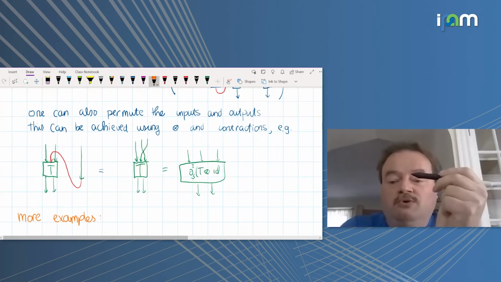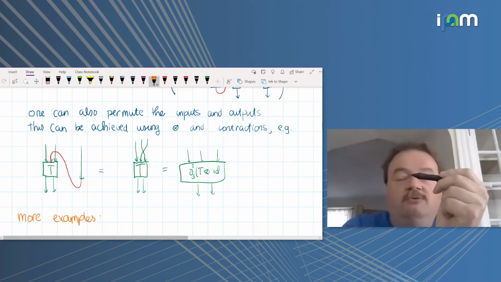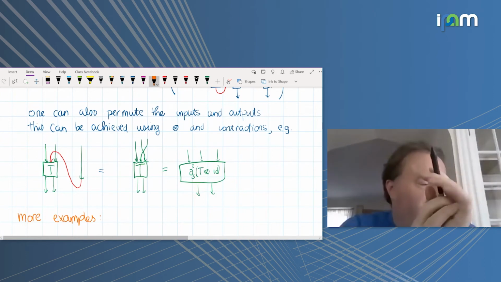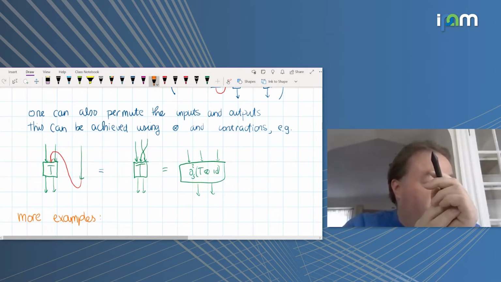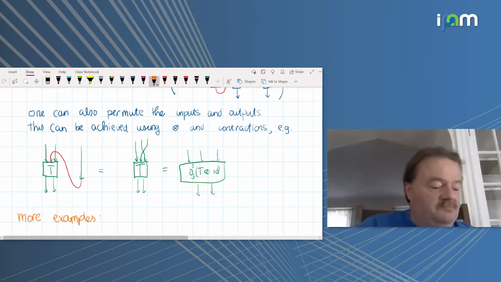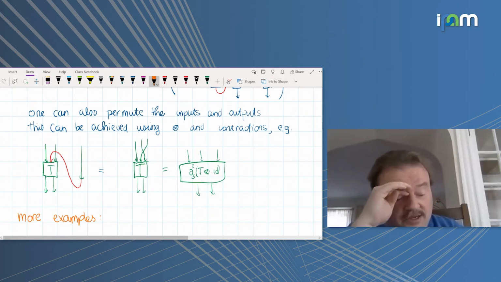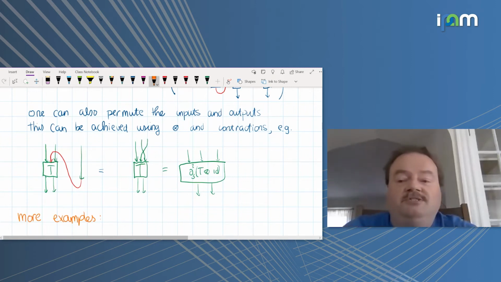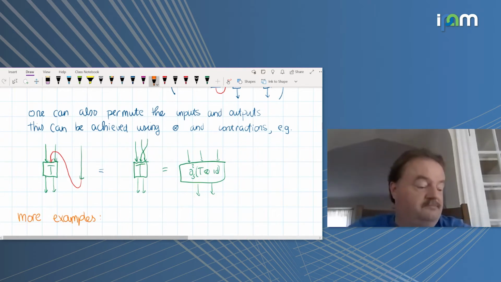Another thing that we can do for these tensors is you can permute tensor factors, okay? But in principle, you can achieve that also by taking tensor products with the identity and then contractions. So if you have a bunch of tensors, then we can create a lot of tensors by using tensor products, contractions, and maybe using the identity. And so you have a very rich structure, basically.